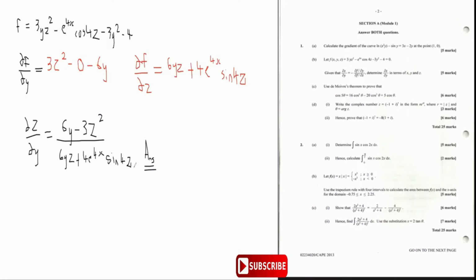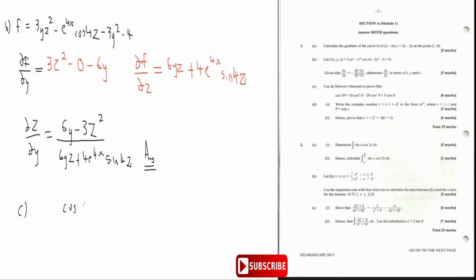Plus 5 cos theta. So we want to use De Moivre's theorem. So this was part B. And let's start part C down here. So using De Moivre's theorem, first we need to remember what De Moivre's theorem is.